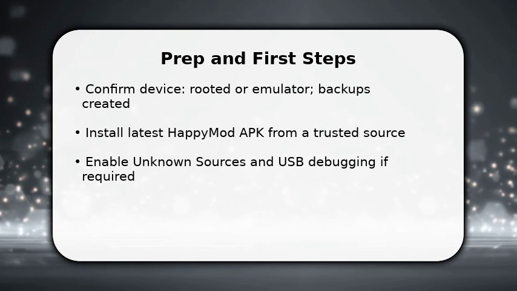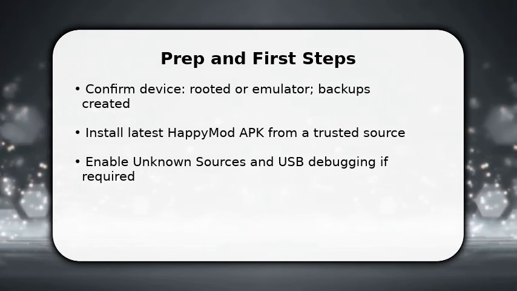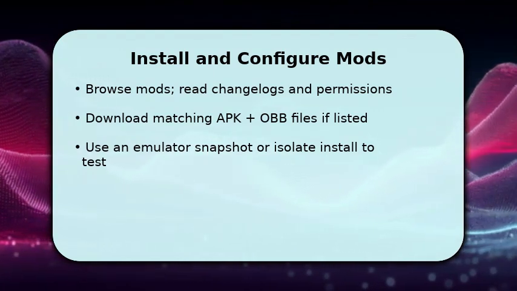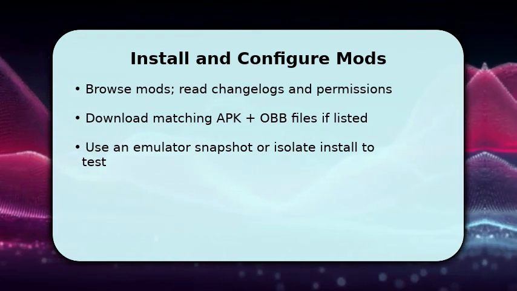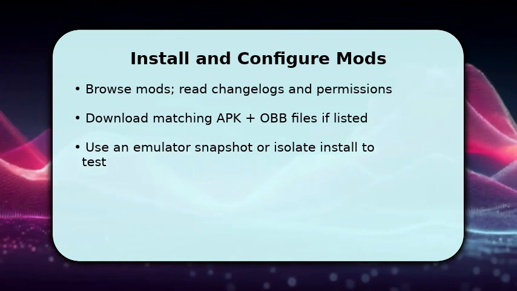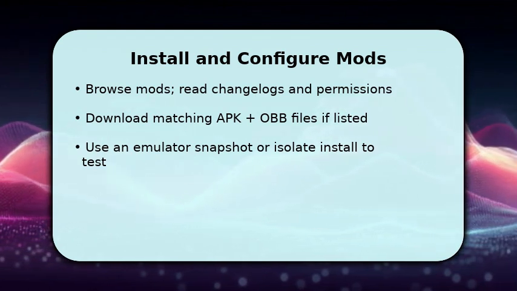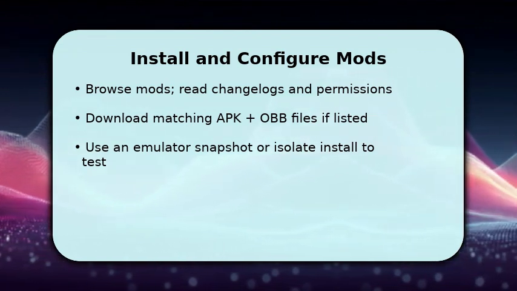Now you install and configure the modded package carefully. You choose the mod matching your app version, then download the APK and any OBB or data listed. Once downloaded, install inside your emulator or secondary device and grant only required permissions. Avoid granting system or root unless you understand the risk. If the mod needs extra data, place OBB in the correct Android.